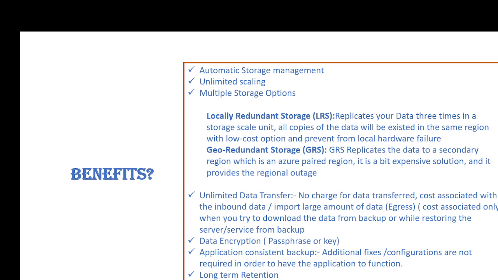Say for example, your primary region is Western Europe, and you keep the copy of the data in Northern Europe. To keep the data they don't charge, but whenever you are restoring something from the Northern Europe region to the Western Europe region, there they will charge for the amount of data which gets transferred in between the two regions. That is what they call egress and ingress. Egress means the data which goes outside, ingress means the data which comes inside.